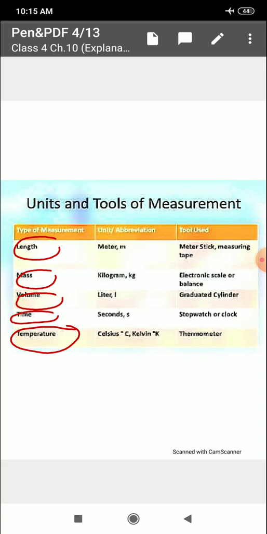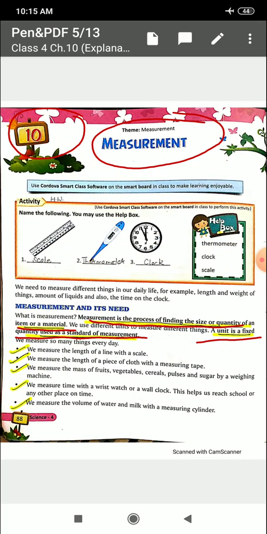In these different types of measurement, we need to focus on the units and the tools used. That means the units to measure these types of quantities and the instruments to measure. Then we can observe what is the use or practical application of measurement in our daily life. Children, we use this term measurement, or we measure different things in our daily life. Like for example, a few are given here in your book also, which you can relate with your daily life.